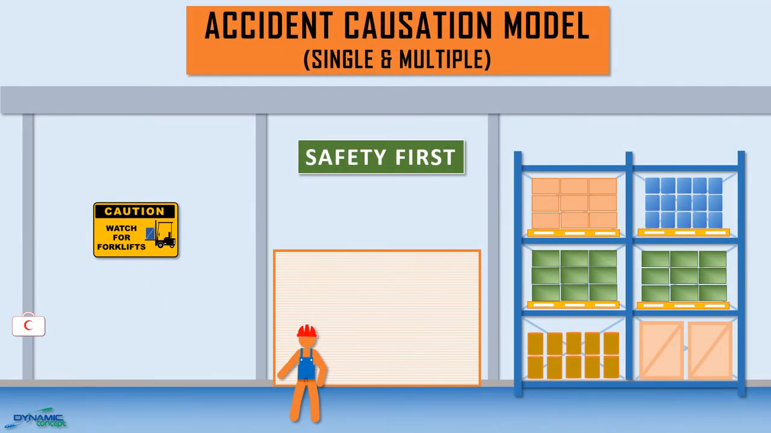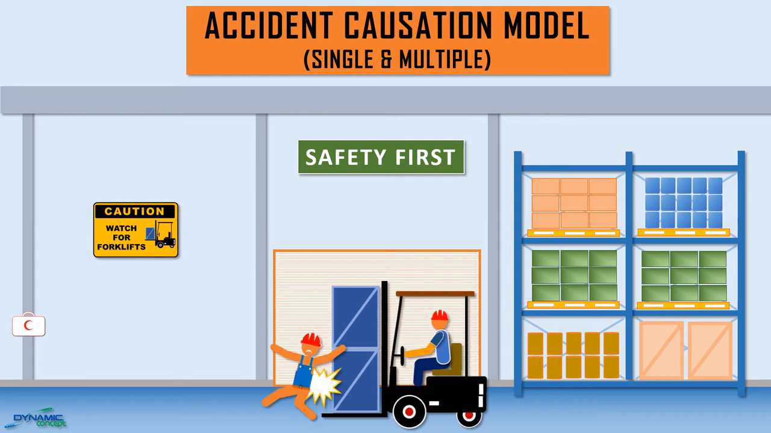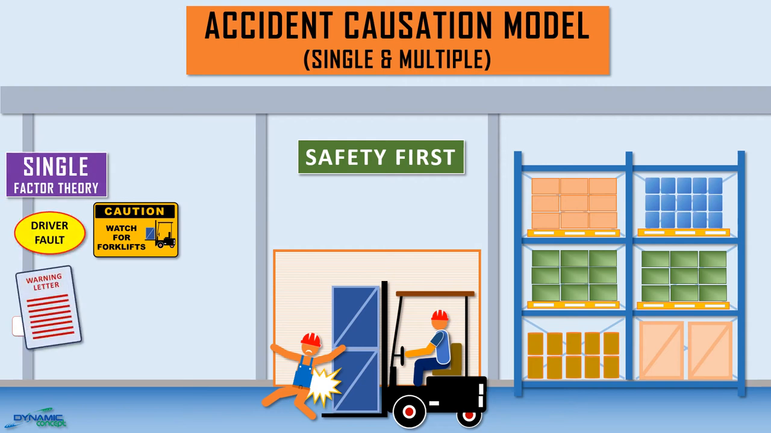This example shows a comparison between single and multiple model of accident causation. In this scenario, a forklift accidentally hit a worker while working at a warehouse. According to the single model, the only cause is forklift operator failed to be careful. The solution is to take a disciplinary action.